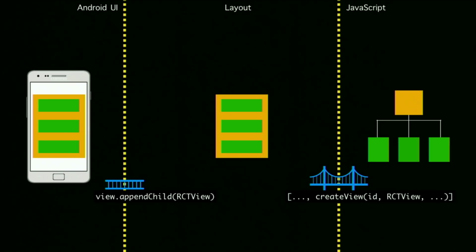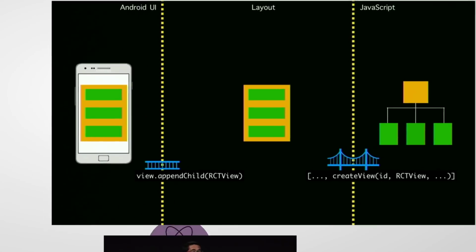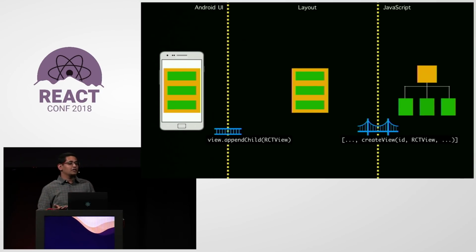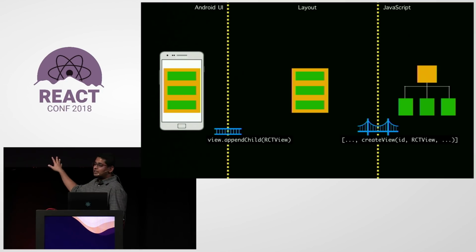The fact that there are these three threads is actually pretty amazing. Because you have these three threads, most of the heavy operations happen in the JavaScript side. All the reconciliation, all of your business logic happens on the JavaScript side.